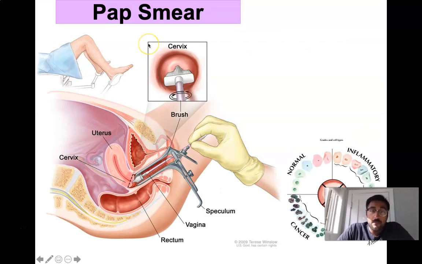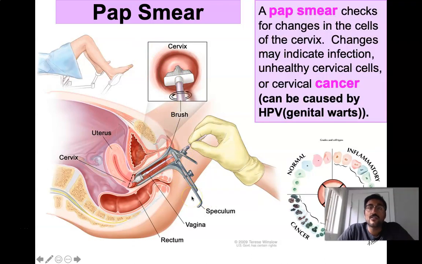This is a Pap smear. So we've got a diagram here of a very invasive looking instrument, which is going to be checking for changes in the cells of the cervix itself. And so changes may indicate an infection or cervical cancer cells, which, by the way, cervical cancers can be caused by a lot of HPV infections or genital warts, pardon me. And so a Pap smear is done by basically checking the surface cells of the cervix and testing them.